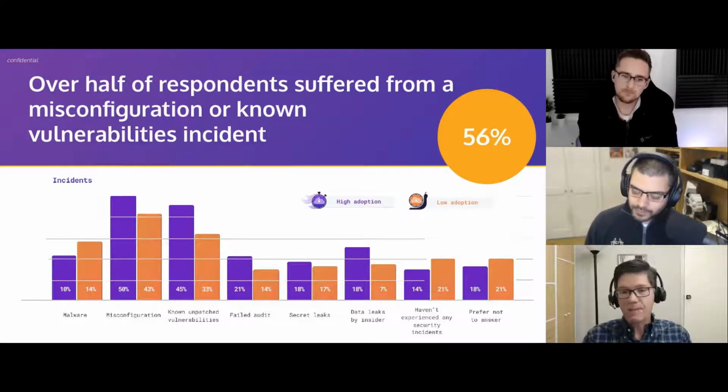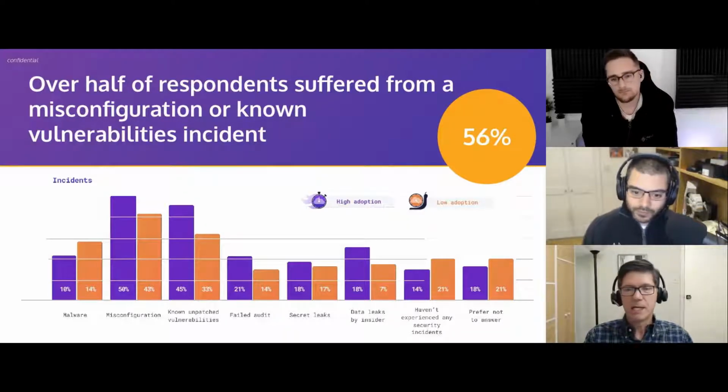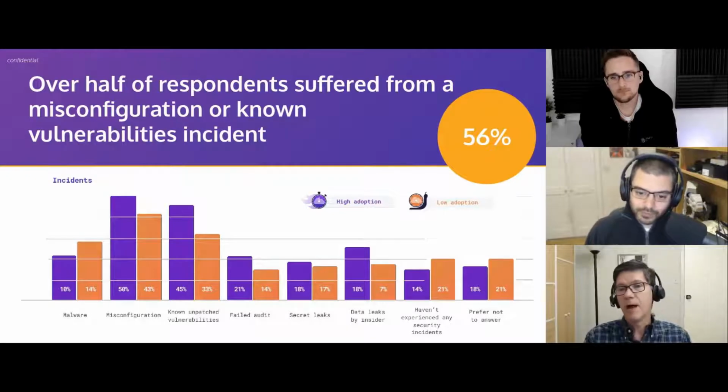And that would explain perhaps the finding that you have there, that the more highly adopted the organization is around cloud native applications, the more they're seeing these security problems crop up.